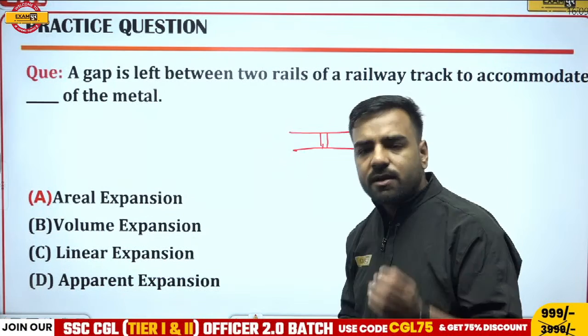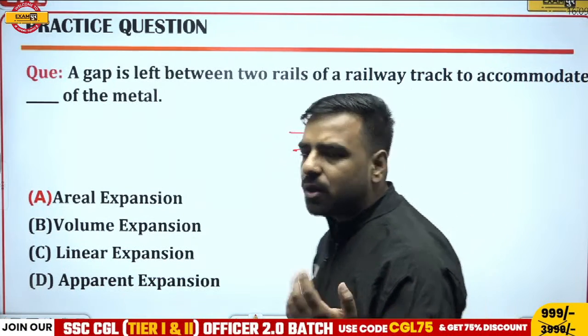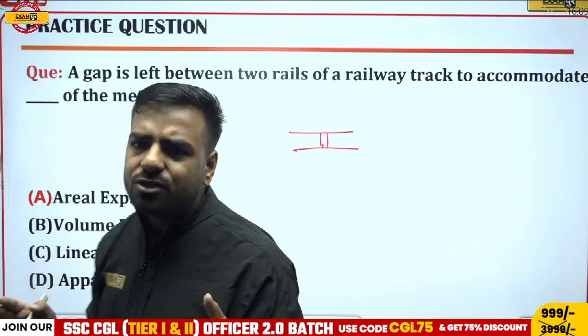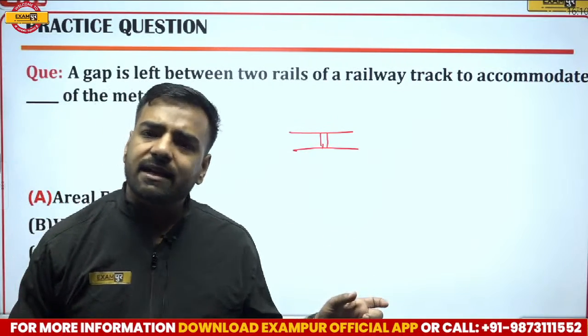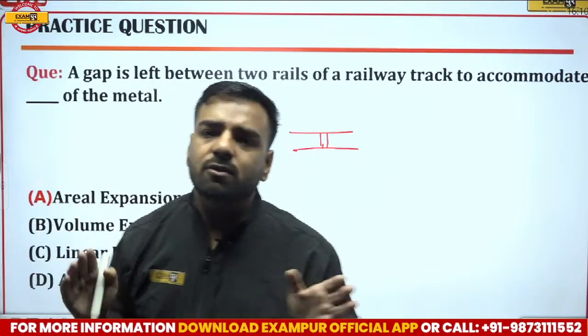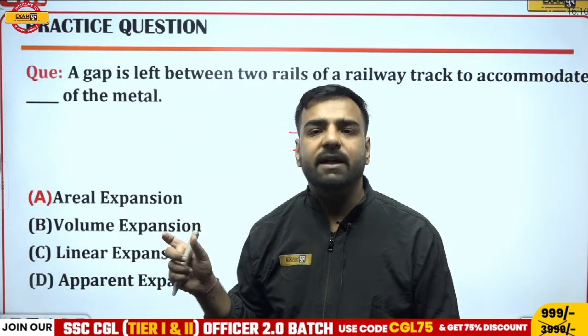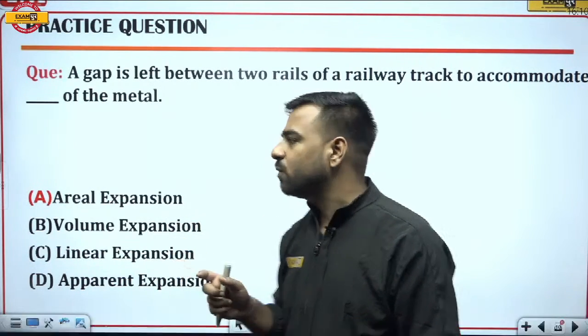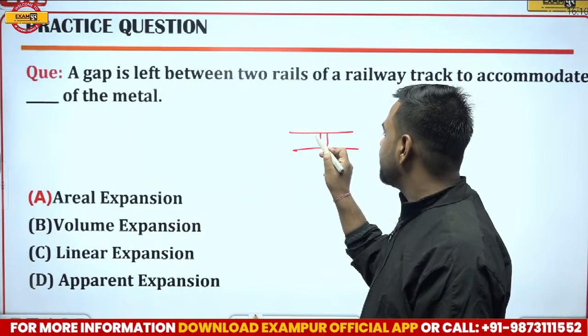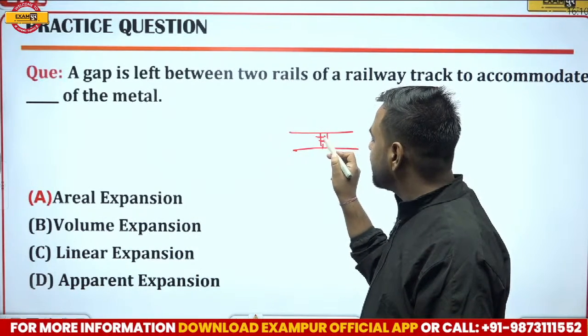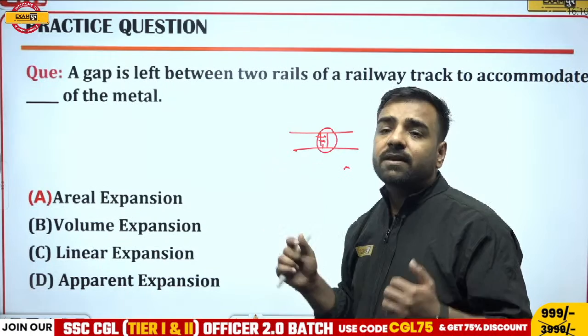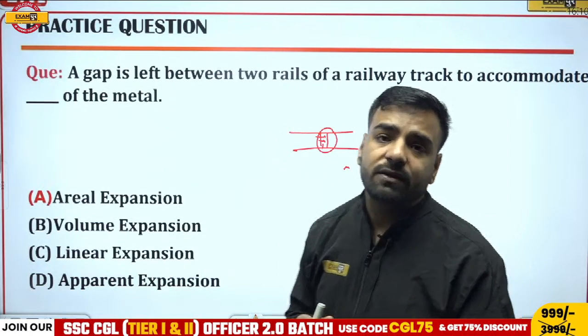Why is it so? We know that it is the property of the metal, or in short, I'll say that whenever there's a higher temperature, the molecules tend to move away. And yes, at that time, we say that metal is actually expanding. When metal is expanding, obviously what is going to happen? These gaps will be filled. And if these gaps are not given, there can be derailment of the train.